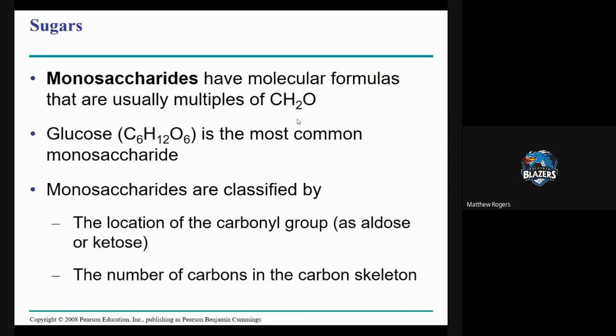So monosaccharides, like I said, follow the formula CH2O, or carbohydrates. Glucose is the most famous one. You guys know that. C6H12O6. That's the one that we use the most. Monosaccharides are classified by where they have their carbonyl group. You guys learned about that in functional groups. The most famous functional carbonyl group is ketose. And then the number of carbons in each carbon skeleton. So how long that carbon skeleton is kind of tells us how big the monomer is going to be.